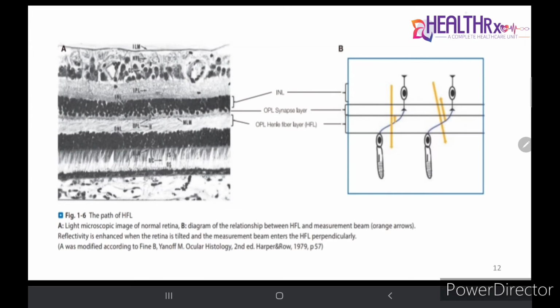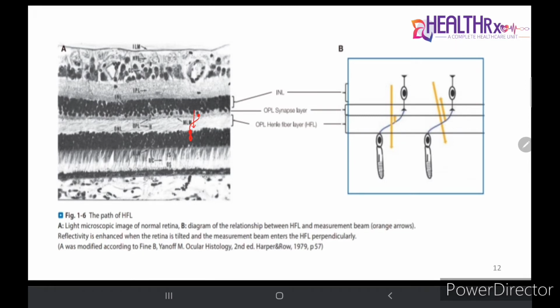Now, there are exceptions that occur in this image. Firstly, the Henle's fiber layer is a fibrous layer, yet it is a hyporeflective layer. Now, the reason is that the nerve fibers of Henle's fiber layer tilt forward and towards the periphery of the macula.